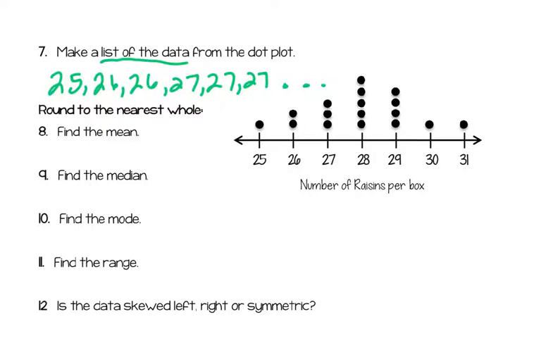So you go ahead and pause the video. You are going to finish the list. You're going to find the mean, you're going to find the median, you're going to find the mode, you're going to find the range. And then tell me, is the data skewed left, right, or symmetric? Then turn the video back on, check your answers, and make sure you got it right, and then we'll finish this up.